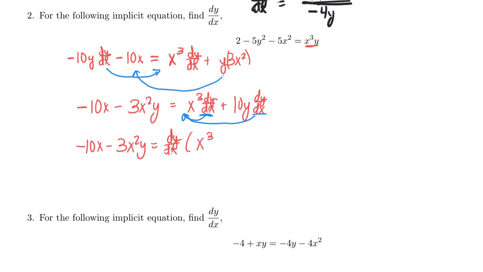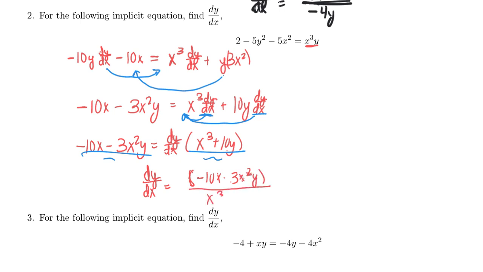Now I want dy dx by itself, so I just have to divide to get my final answer. So I'm going to divide this on the other side. I get negative 10x minus 3x squared y on the top. On the bottom, that x cubed plus 10y. All right, that's the whole problem.